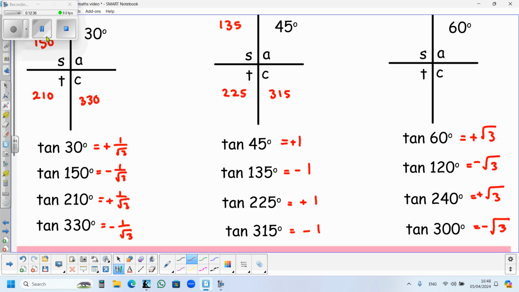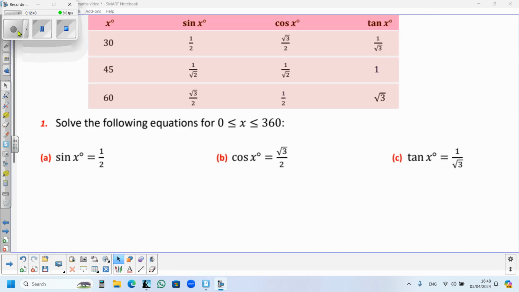Right, we'll now look at some equations. For these ones, I'm going to stick with exact values. So the first one here, we want to solve the following equations. It's all in degrees, x is between 0 and 360 degrees. So we've got sine x is a half. If it's a non-calculator paper, you know it's got to be an exact value. So the acute angle is equal to 30 degrees.